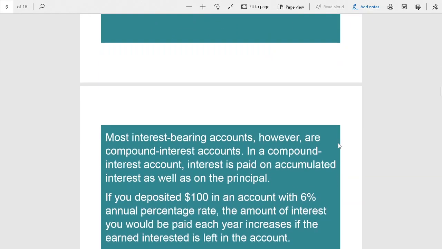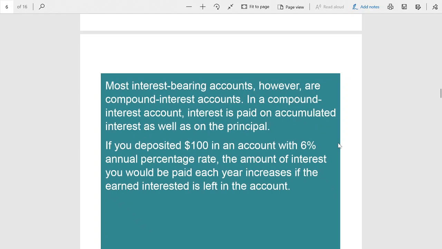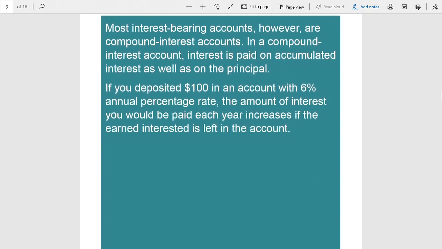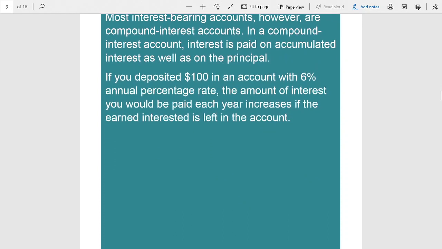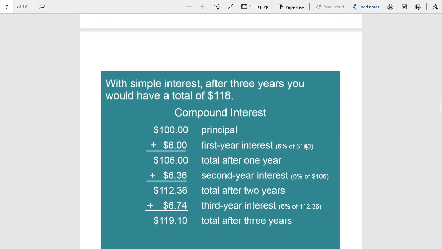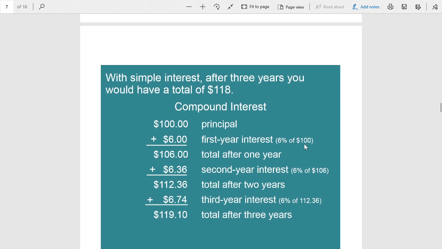Most of the time we actually have compound interest. In compound interest, the interest is paid on the accumulated interest as well as on the principal. So if we deposit $100, that first year will still only give us $6, but after that, I won't be having interest on just the $100. I'll have interest on the $106, and then on and on and on. So, for instance, this is what it would look like.